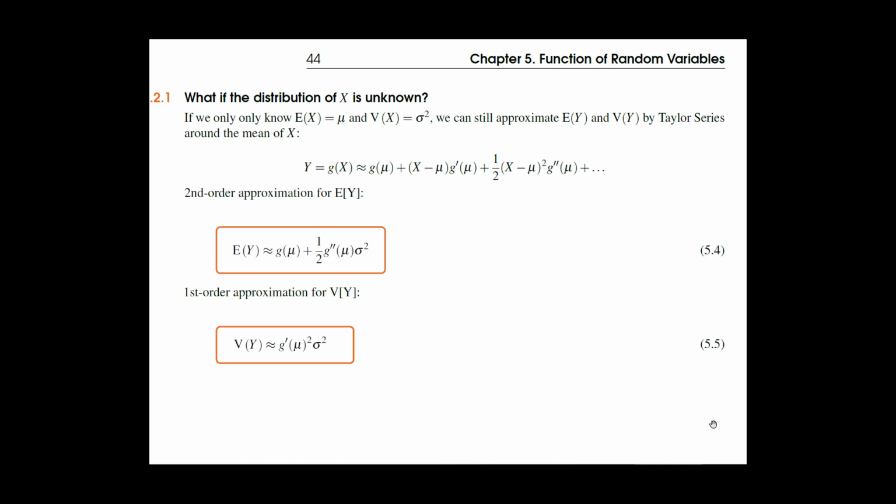So in this section, we're going to look at what happens when we don't know the distribution of x. Can we still estimate the mean and variance of y? Right, so it turns out that the minimum information is that we need to know the expected value of x and the variance of x. Given these two things, which are fairly easy to estimate, so we only know the mean and variance of x, and there's a function y equals g of x.